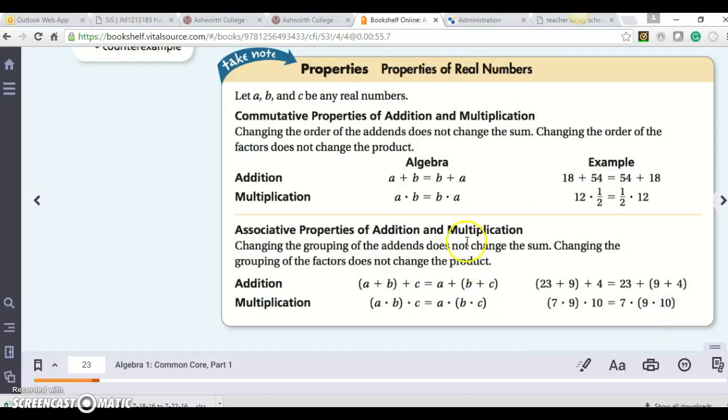One thing I want you to take notice of is that I'm only dealing with addition and multiplication. Subtraction does not hold true, and division does not hold true.